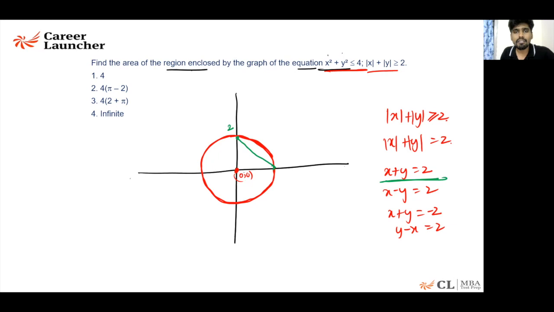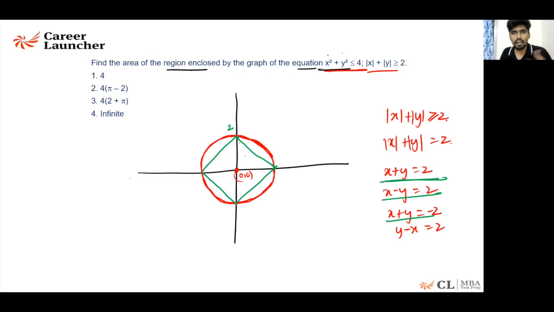X minus y equal to 2. If x is equal to 0, y is equal to minus 2. Y is equal to 0, x is equal to 2. Passes through like this. X plus y equal to minus 2 should be completely in the third quadrant, and y minus x is equal to 2 should be this line. So we are looking at the area that is above the square, but inside the circle.